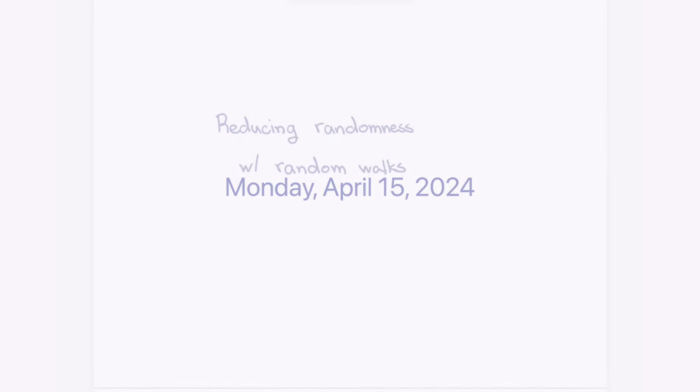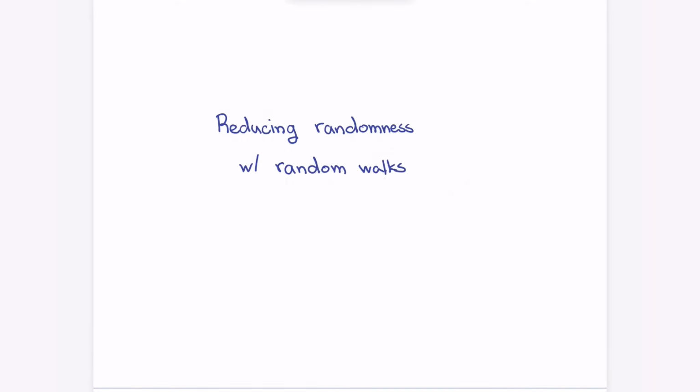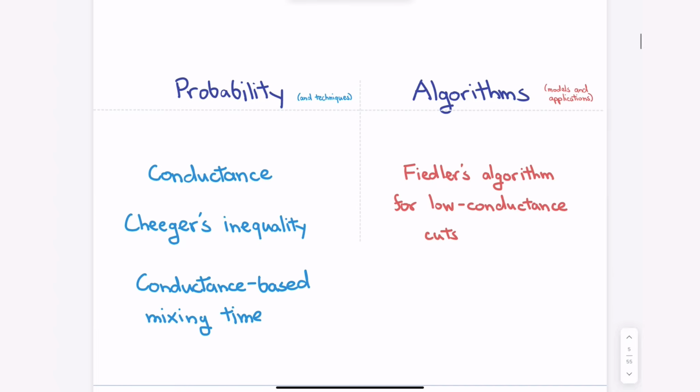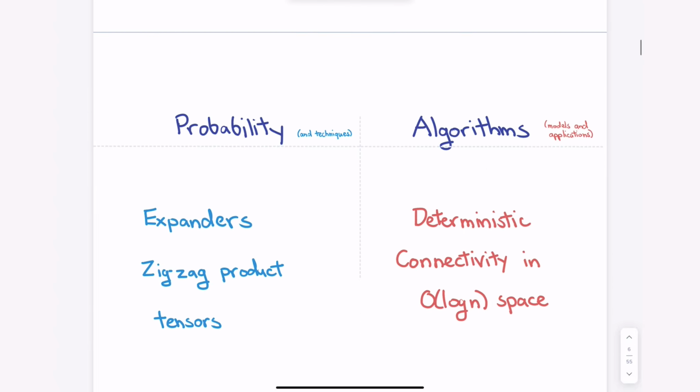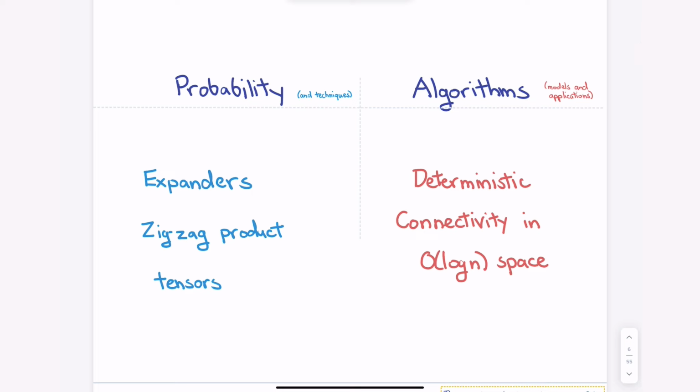So today we're discussing random walks again, and this time to directly try to reduce randomization in a sort of black box manner. We've been doing randomization and random walks for quite a number of lectures now: hitting times, the spectral theorem, Cheeger's inequality. Last time we talked about expander graphs and the zigzag product, and we showed that you can combine these amazingly and do connectivity in log n space without randomization.